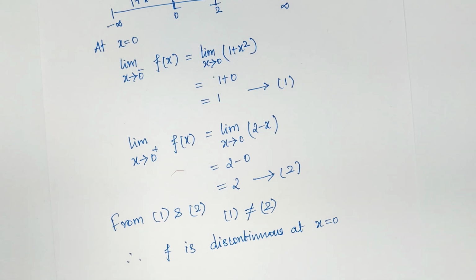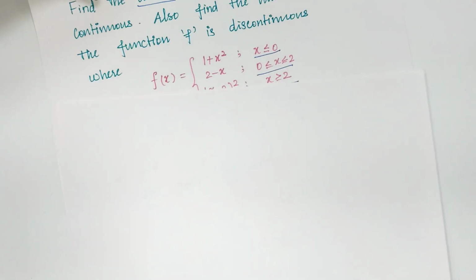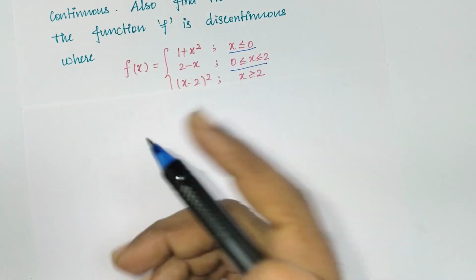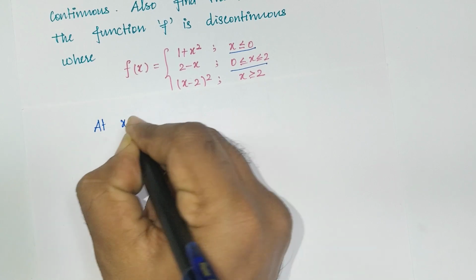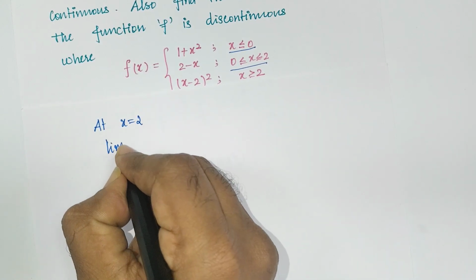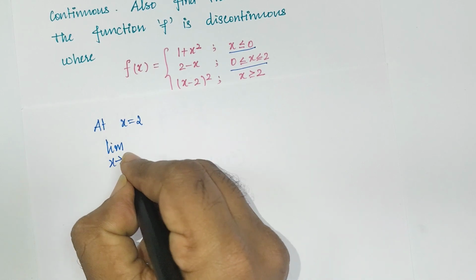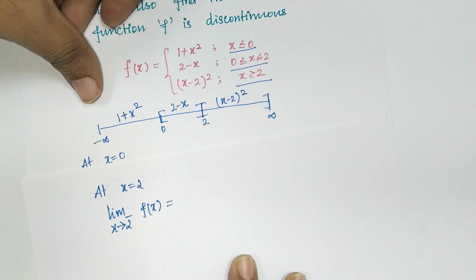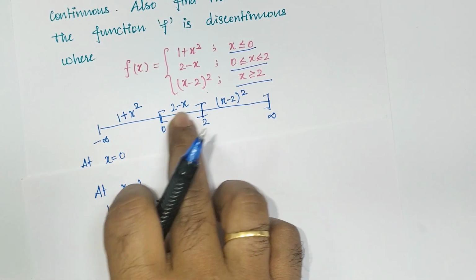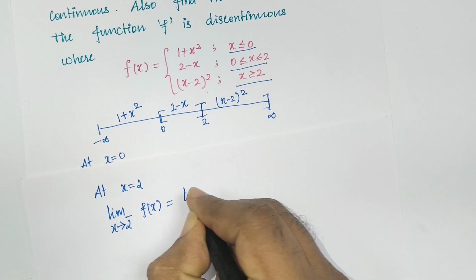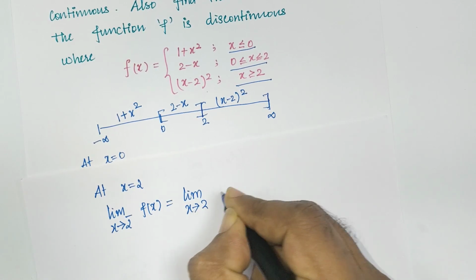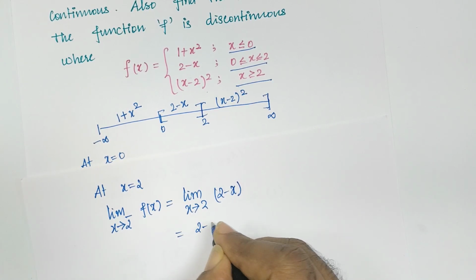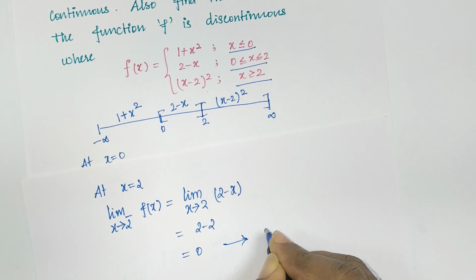Okay, now I'll take the second point. In our problem, the first point is 0 and the second one is 2, right? So at x equal to 2, I will write limit x tends to 2 minus, left hand side function. See, your left hand side function at 2 is 2 minus x. So I'll write limit x tends to 2, left hand side function is 2 minus x. Here you can substitute x equal to 2, 2 minus 2, you will get 0, which is equation number 3.